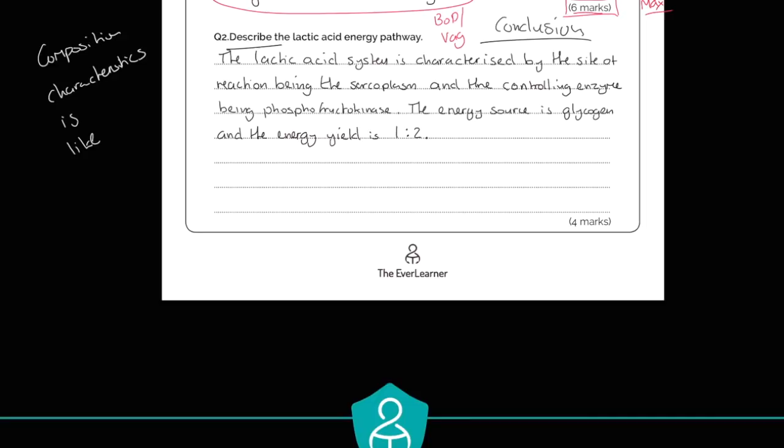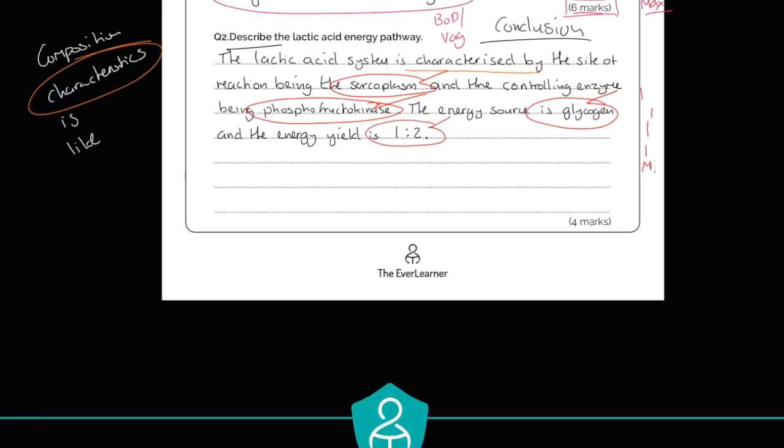The lactic acid system is characterized by, what did I say over here? Characteristics. Characterized by. Now, what do we need to characterize our system by? Fuel source, energy yield, byproduct, and so on. By the site of reaction being the sarcoplasm. Lovely. Looking for full marks. And the controlling enzyme being PFK. Lovely. The energy source is glycogen. Lovely. And the energy yield is 1 to 2. Now, probably that's all I need to do.